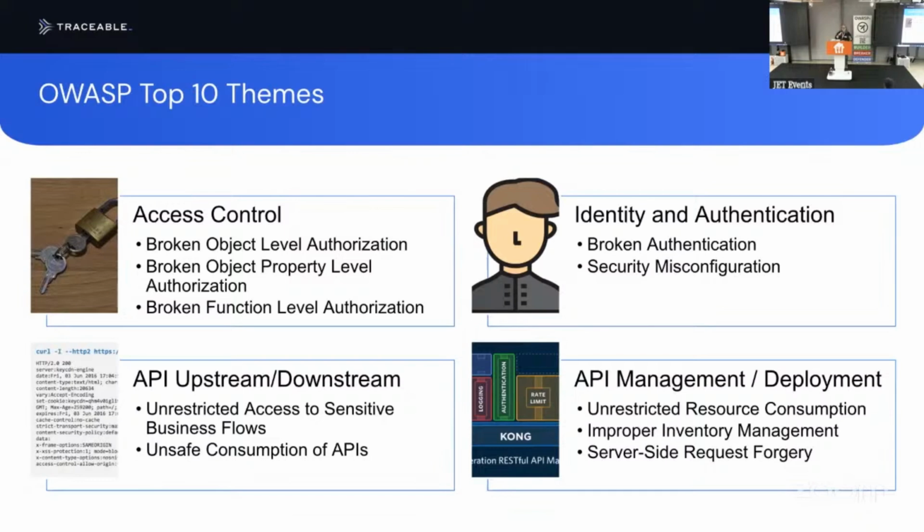And finally, there are things about API management and deployment. I'm not going to spend too much time talking about API management and deployment because, to be honest, that is an entire different talk. And there are organizations who specifically work to take away as much API management from developers as they possibly can to stop them from doing bad things. But this covers things like unrestricted resource consumption. This covers things like improper inventory management, aka you left version 1 of an API up, even though you're on version 2. But also things like server-side request forgery, which is something we've seen a massive increase in in recent times.